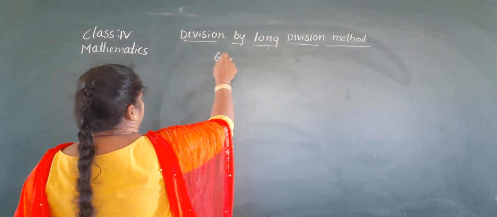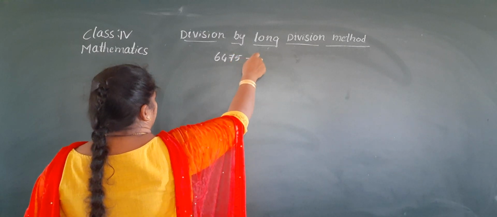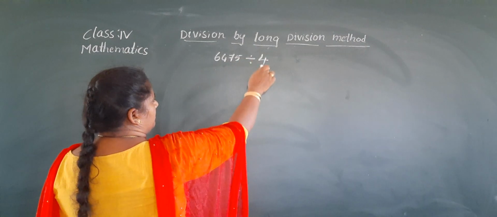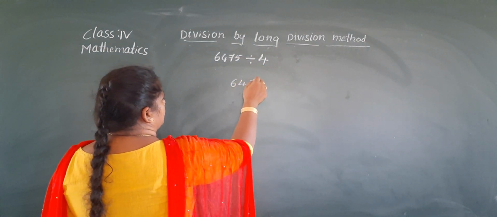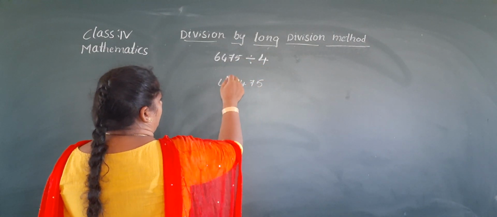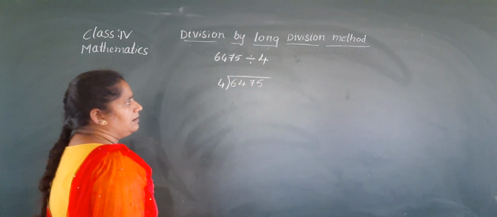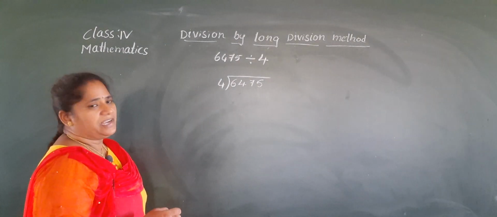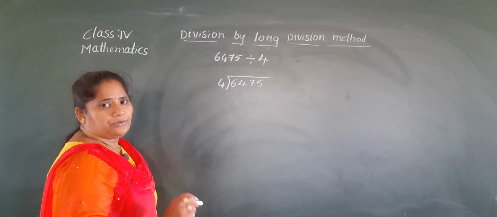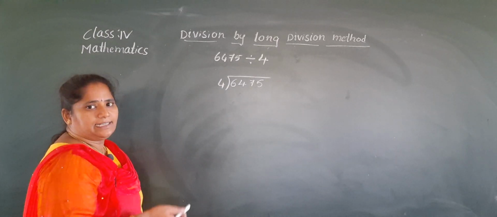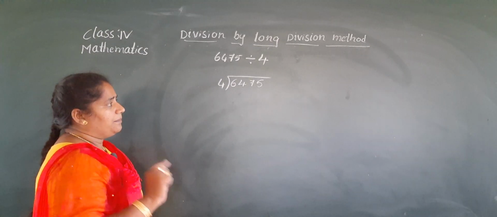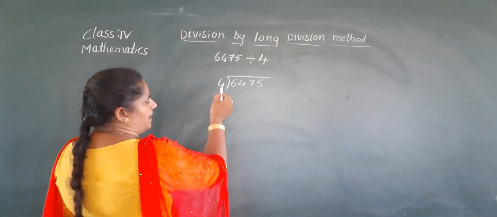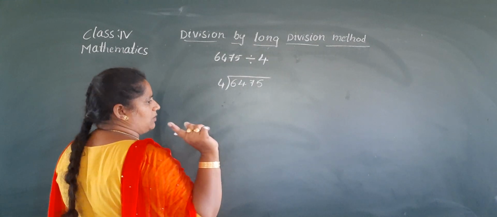Example, 6,475 notebooks. She wants to distribute them to 4 children. How can we get the answer? If we divide this by 4, then we can get the answer. All of you look at the board, children. See this division. Write 6,475 as dividend and the divisor is 4. How can you do this division? Already in the 3rd class you learned how to do division. If you forgot, try to recall. Here the divisor has only 1 digit.